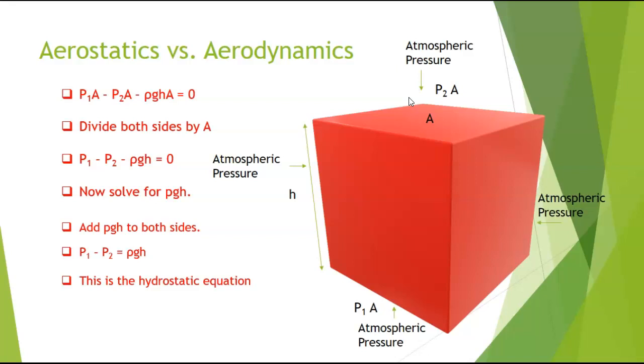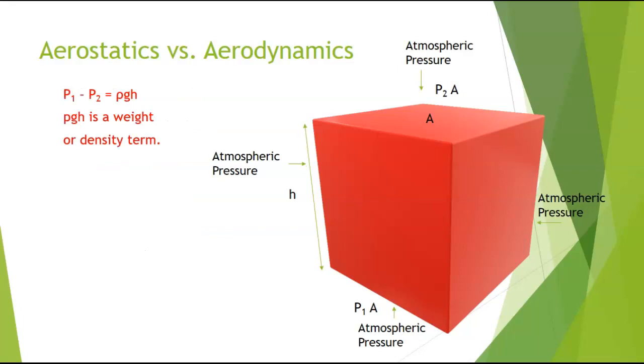So now we can solve for rho times gravity times height. We do that by adding rho times gravity times height to both sides. And when we do that, we get P1 minus P2 equals rho times gravity times height. This is what is known as the hydrostatic equation.